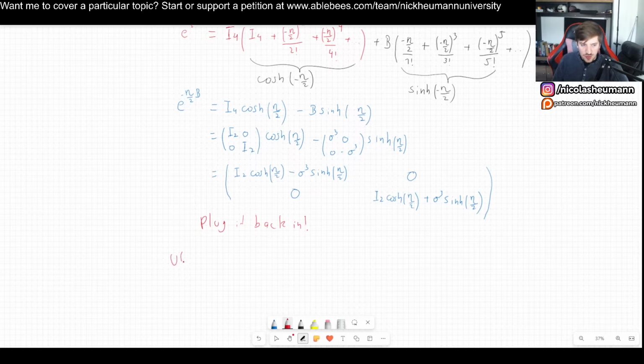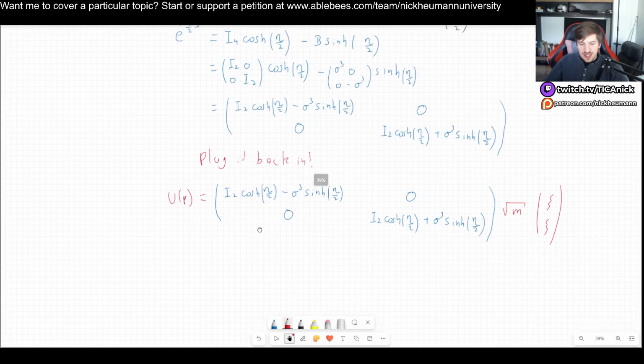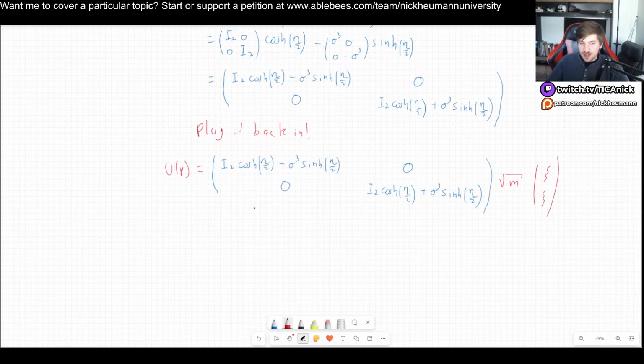So this would be u of p is equal to this thing, which I'm not going to write again, so I will just quickly copy and paste it. All right, and this is now multiplied by the square root of m and our little spinor. Okay, so now let's work on this expression a little bit more. Now, what we're going to do is work with the cosines and sines, right, the hyperbolic ones, because we can't really combine them as they are right now.